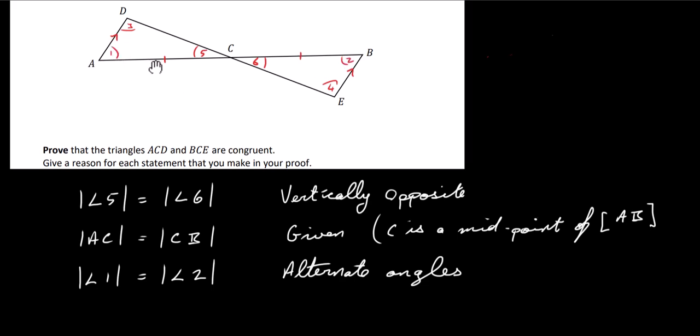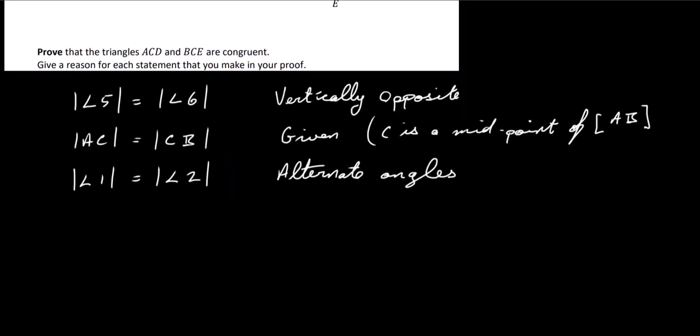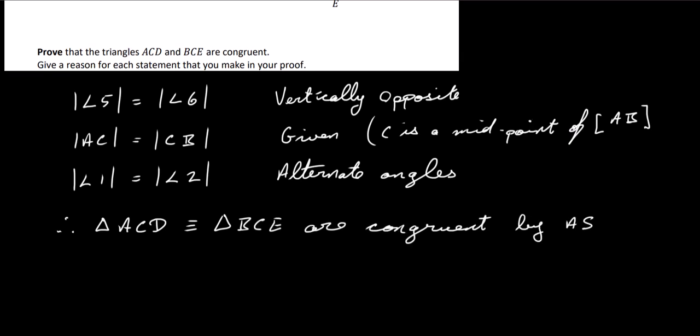So we have an angle, a side, and an angle. And remember, the side has to be between the two angles, which it is. This side is between 6 and 2. This side here is between 5 and 1. So we can now say that, therefore, triangles ACD and BCE are congruent by angle, side, angle. And that's it. That's all you have to do for this part of the question.